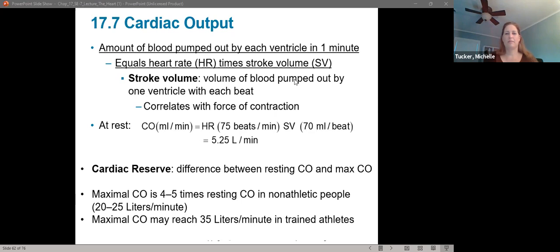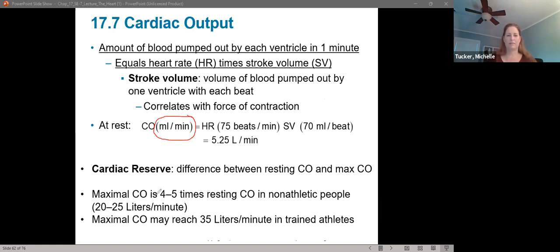Stroke volume is the amount of blood pumped by one ventricle with each beat. The same amount should be pumped by each, but it is a singular, the amount of blood pushed out of a singular ventricle. Cardiac output is a rate, so the units are important. It's volume per unit of time, usually in mils per minute or liters per minute.